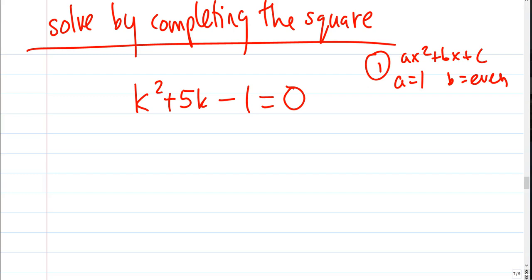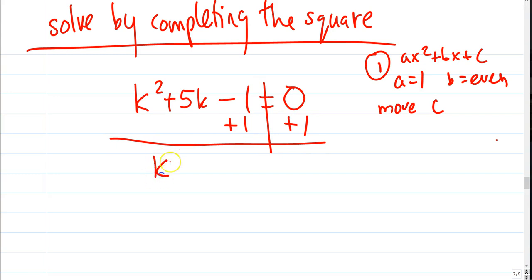First step, I want A is 1, I want B even. Unfortunately, that's not happening, but we move the C. So I'm going to add the 1. That leaves me with k squared plus 5k equal to 1. Now we go to complete the square. What is my perfect square? Well, it's k plus half of 5. How about 5 over 2?